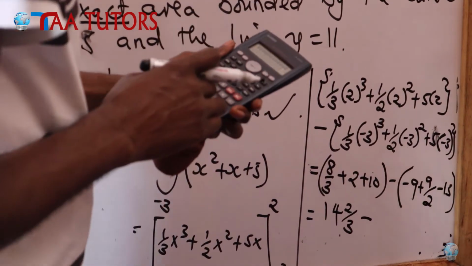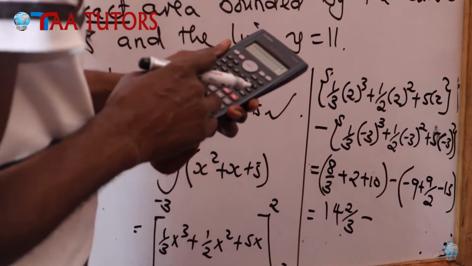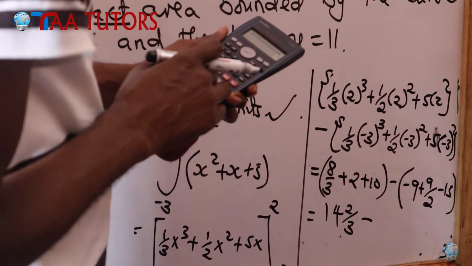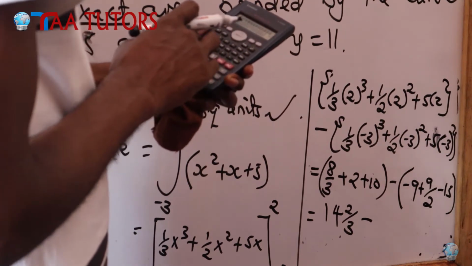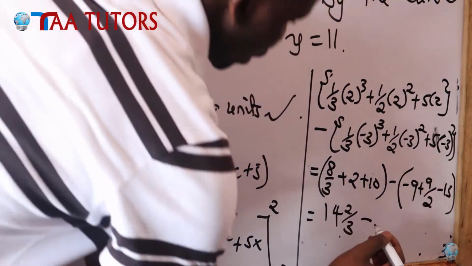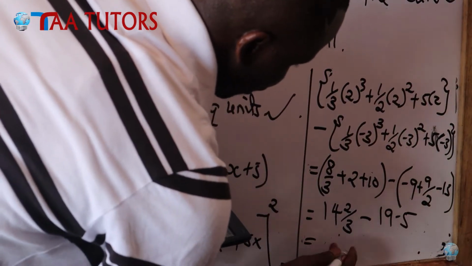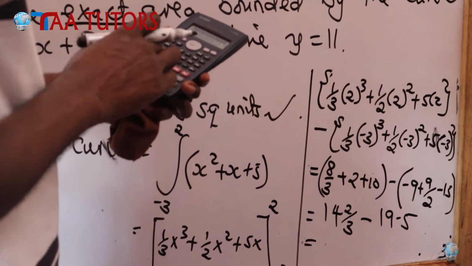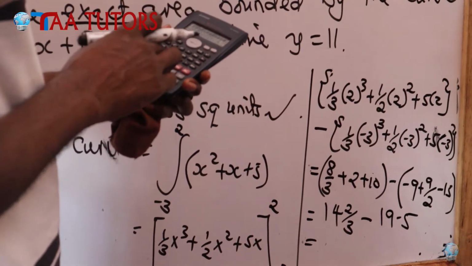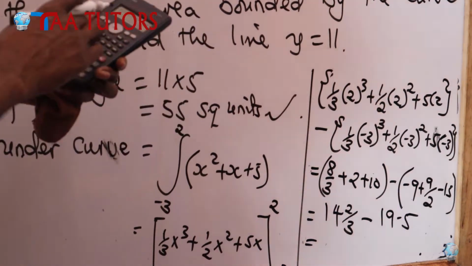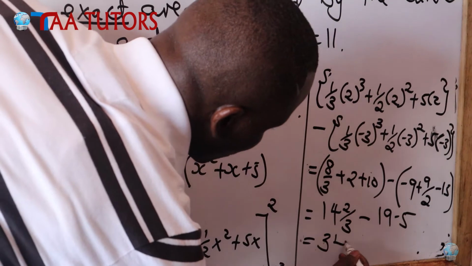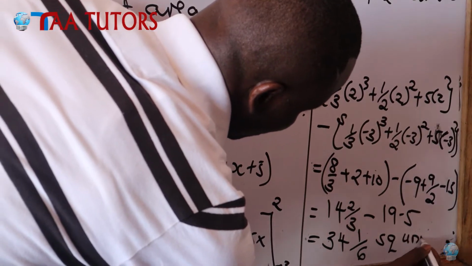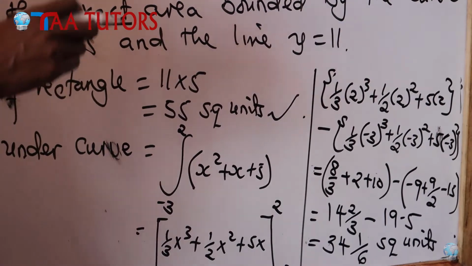-15 minus 9 plus 4.5, which is -19.5. So if we have 14 and 2/3 minus the answer, we get 34 and 1/6 square units. So that's the area under the curve.